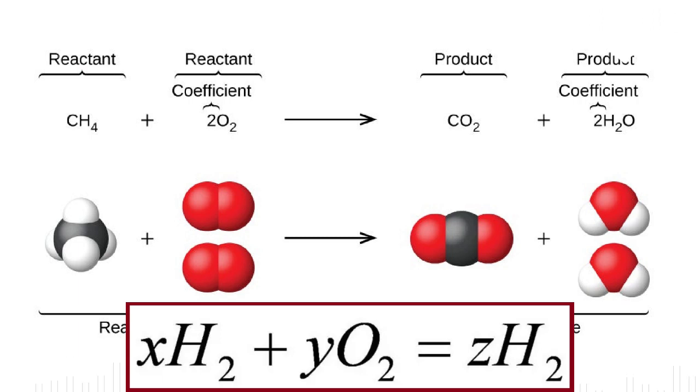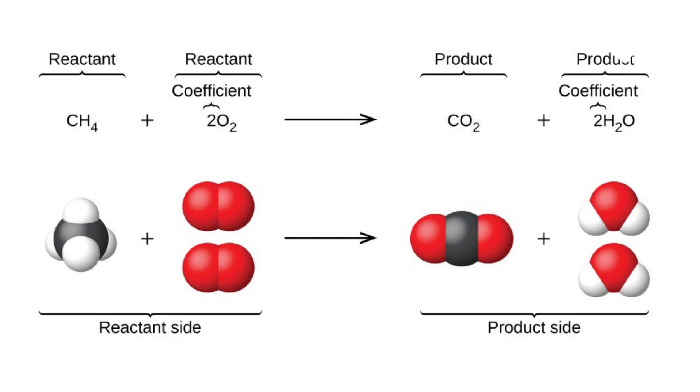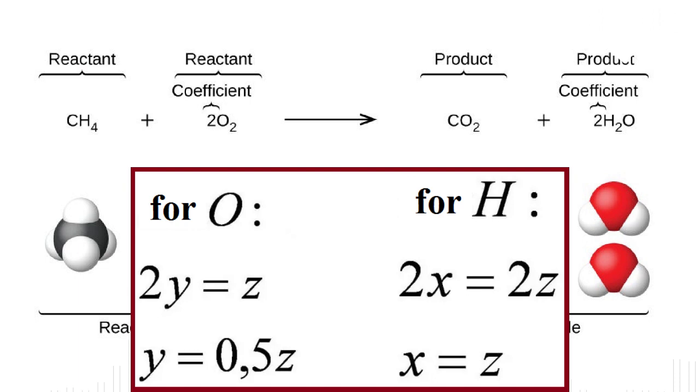Suppose it is required to equalize the reaction of combining hydrogen and oxygen, as a result of which water is obtained. Before the molecules of hydrogen, oxygen, and water, put the Latin letters X, Y, Z as coefficients. Step 2. For each element, based on the material balance, compose mathematical equations and obtain a system of equations.